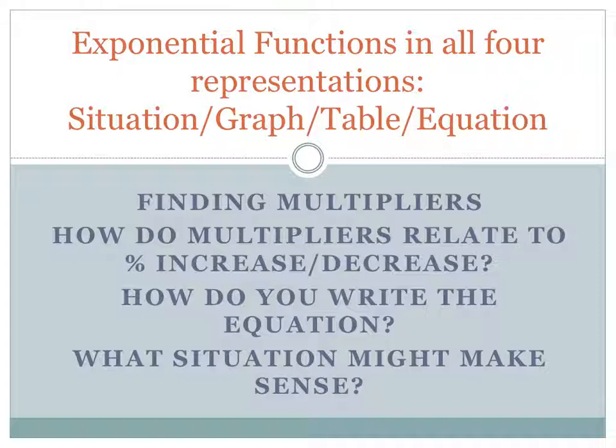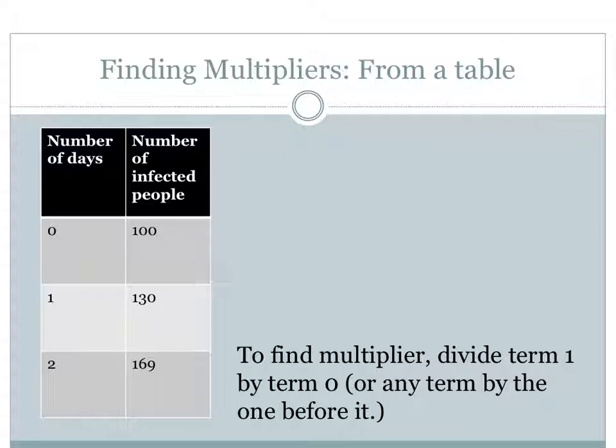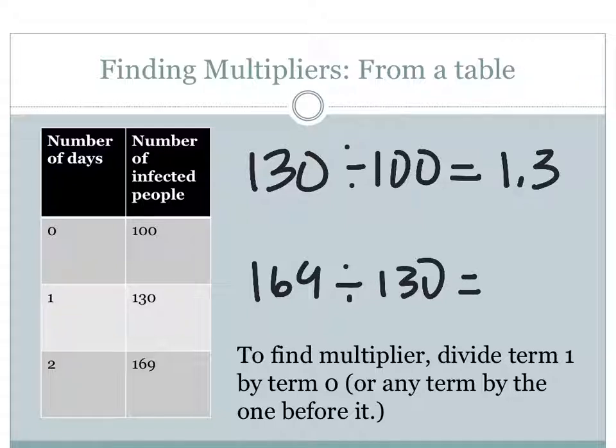First, we're going to talk about finding multipliers. If you have a table and you can tell that it's not adding by the same number, so it's not arithmetic, then you're going to look to see if the multiplier is consistent, and it's exponential. So to find the multiplier, we're going to divide term 1 by term 0, or term 2 by term 1. And we get 1.3 and 1.3. So this is a multiplier of 1.3.